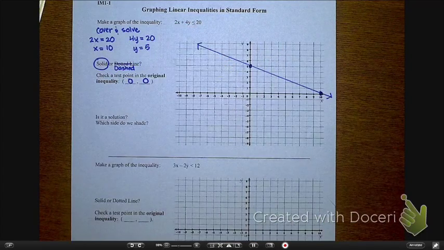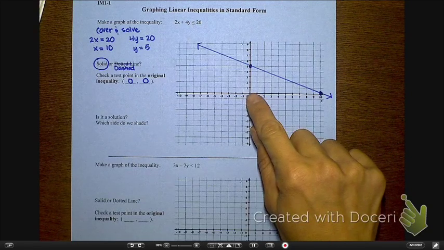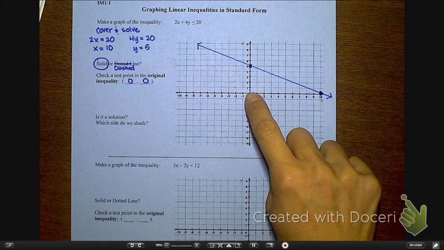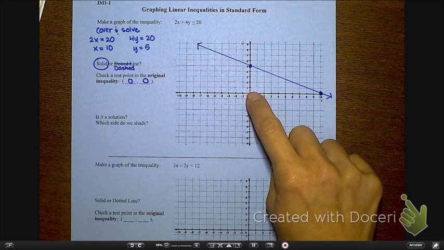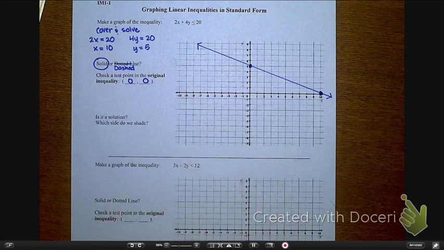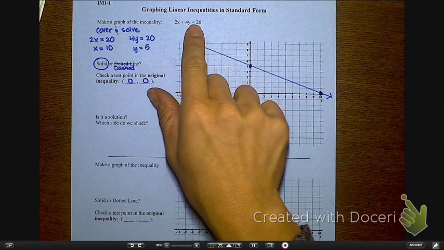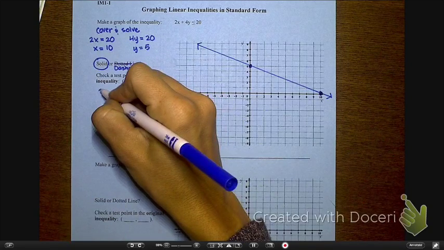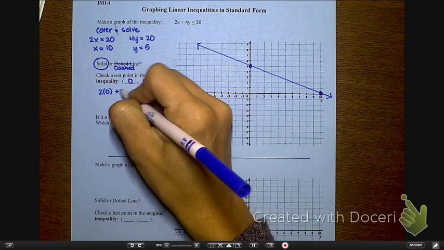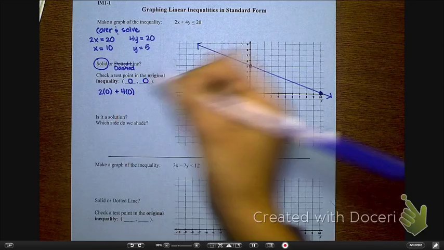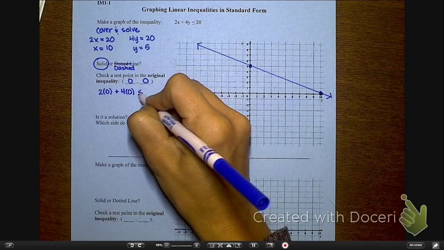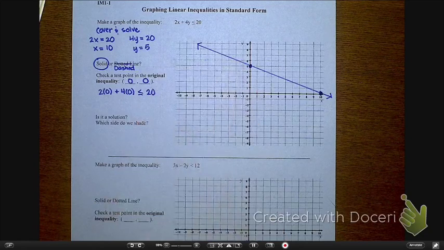0 is easy to add with things. It's easy to subtract with things. It's easy to multiply with things, right? So I like to use 0, 0. Now, 0, 0 is this point, the origin, right? Okay. So I'm using this point for my x and my y value. Now what I'm going to do is I'm going to take these x and y values and plug them in to the original inequality. So I'm going to check and see if when I plug them in, it makes the inequality true or false. Okay?